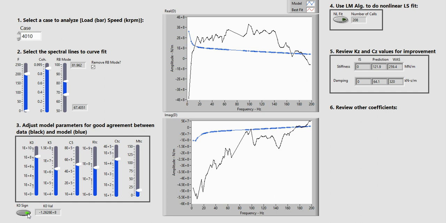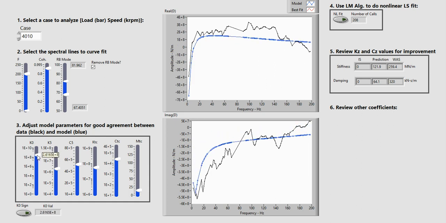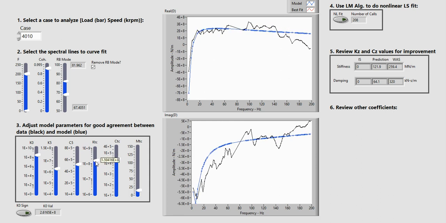And again, I'm going to give myself the opportunity to change the sign on this cross-coupled stiffness term. This cross-coupled stiffness term, unsurprisingly, is what drives the low frequency behavior. So my approach has been to adjust this first to get the low frequency behavior to match. And then I adjust the thrust collar oil film stiffness to get this portion of the frequency response to match the model. So when I adjust KTC, you see that go up and down.